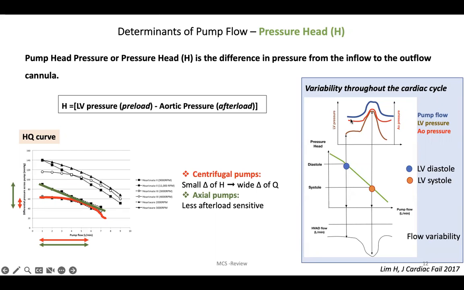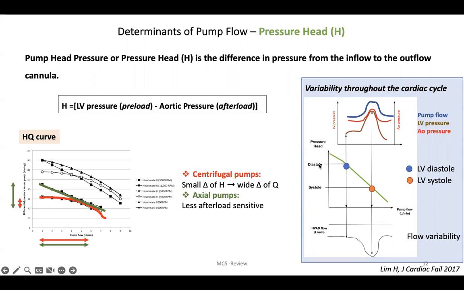because the flow is inversely proportional to the gradient between those two curves. As you can see, in diastole, the gradient is higher than in systole, meaning that the flow through the pump is going to be higher in systole than in diastole, and that's why you have a certain pulsatility of the pump. And this is the same representation here.